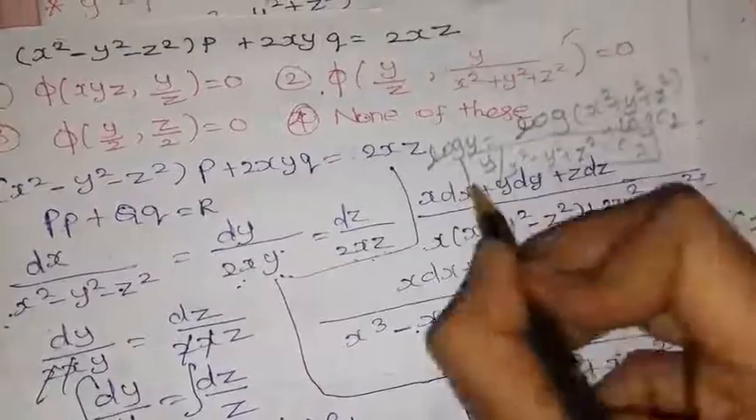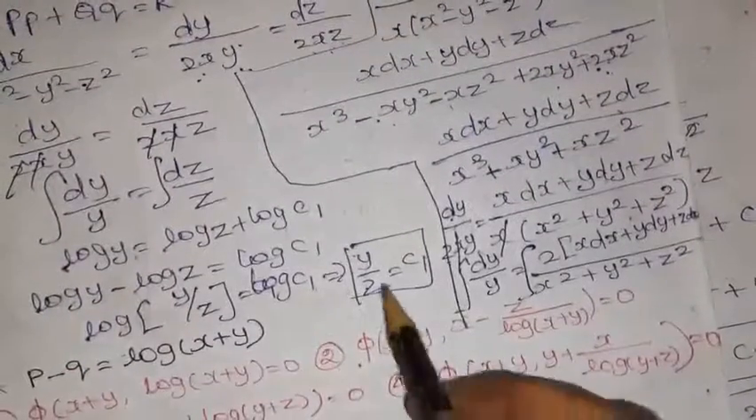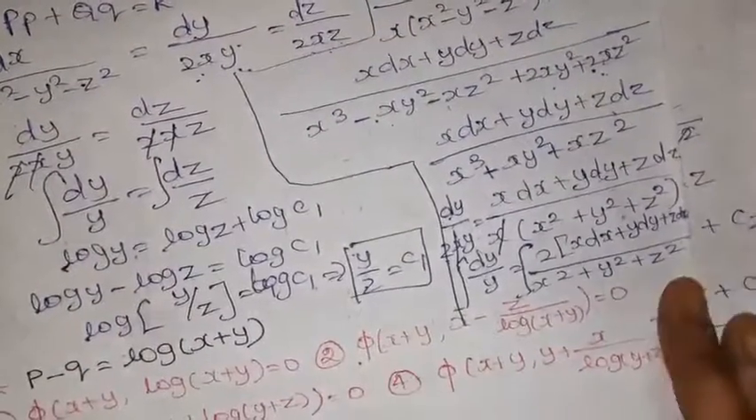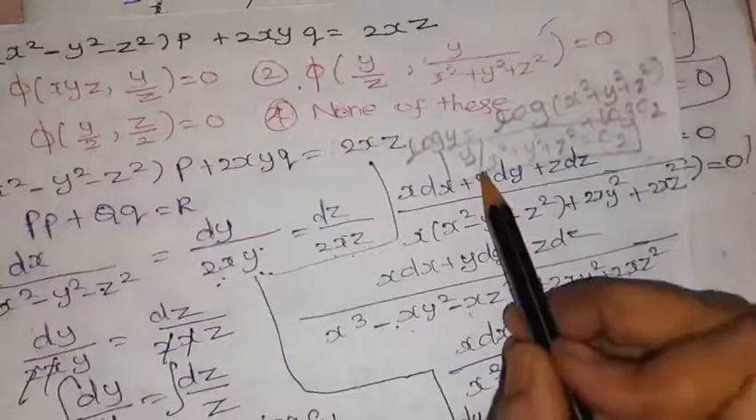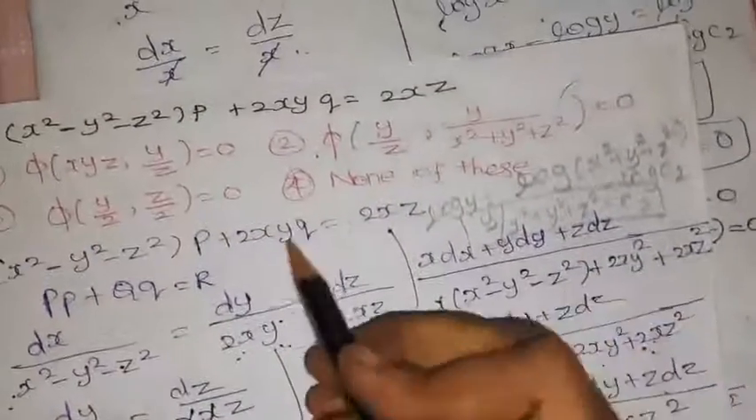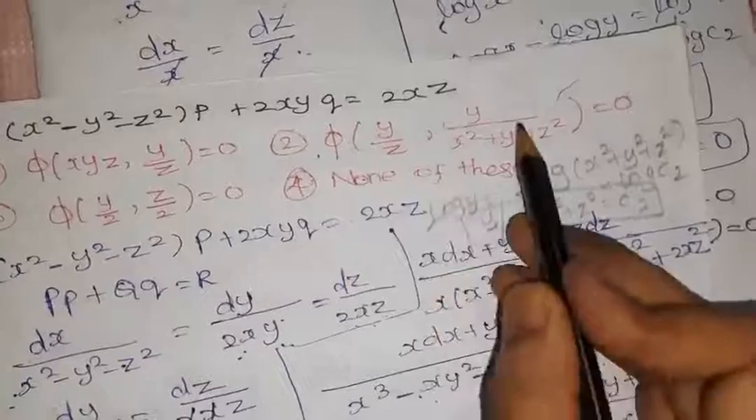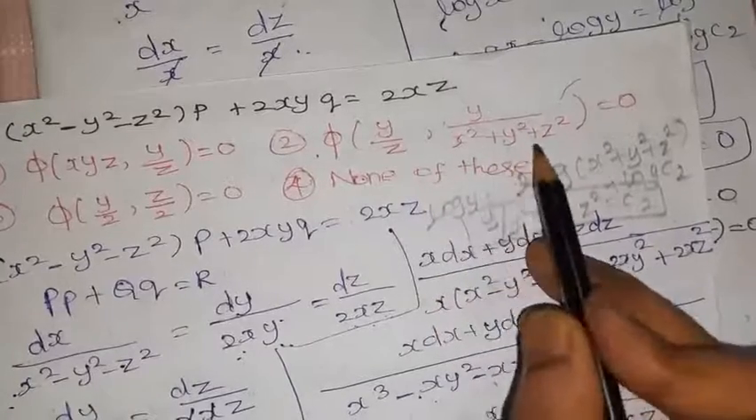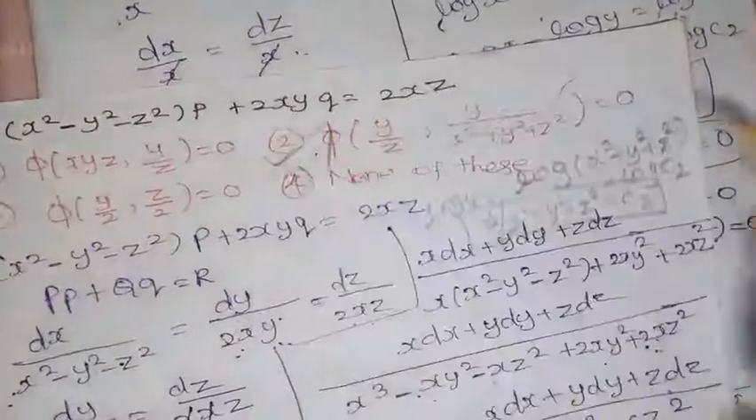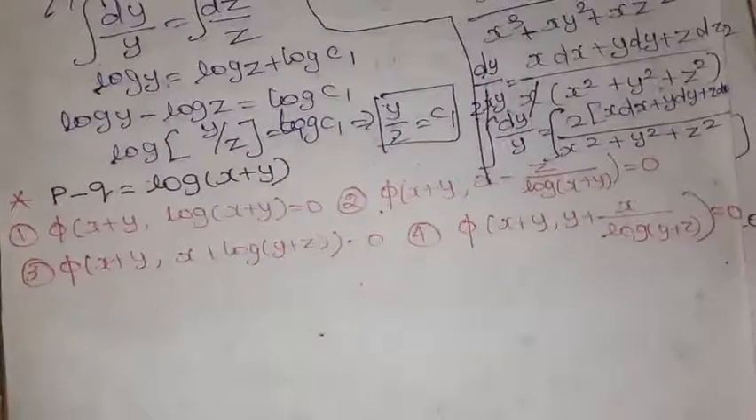Then what is the solution of this one? For c1, y by z. So y by z comma y by this term. Okay, so phi of y by z comma y by x squared plus y squared plus z squared equal to 0 is the general solution. We will move on to the next problem.